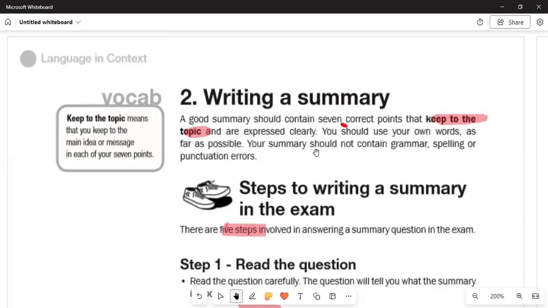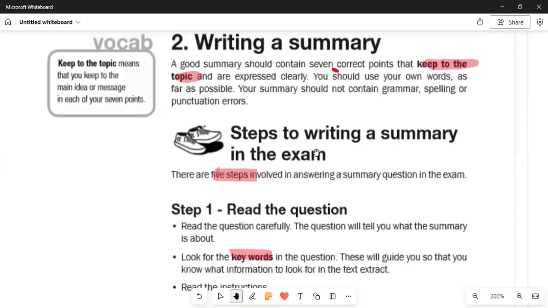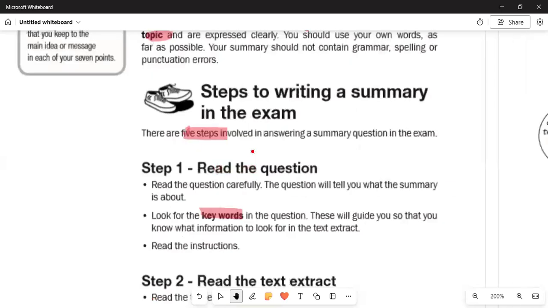If we are moving on again, we've got steps to write a summary in the examination. So we've got 5 important key steps that we need to follow in answering a summary question in the examination that you are going to write. Step number 1, you read the question carefully. The question will tell you what the summary is about.